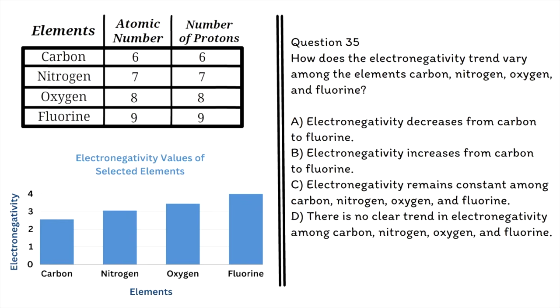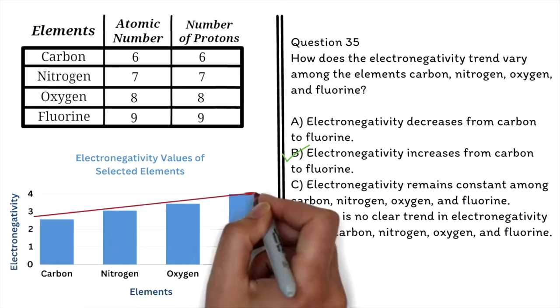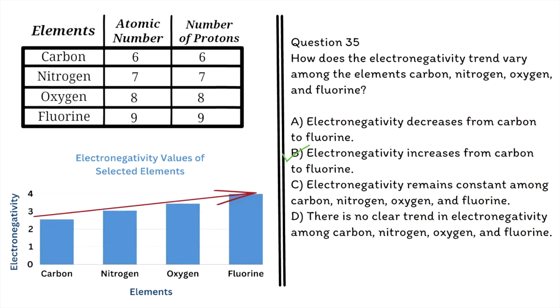The correct answer is B. Electronegativity increases from carbon to fluorine. This is pretty easy. We can see from the graph that the electronegativity values are increasing as you move from carbon to fluorine.